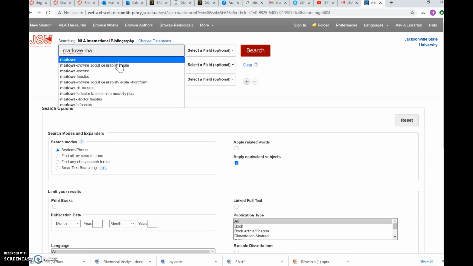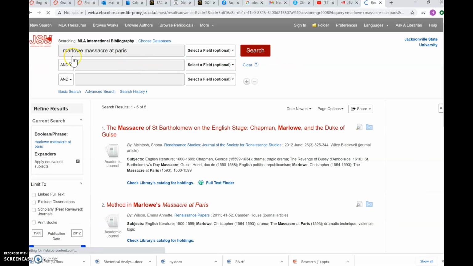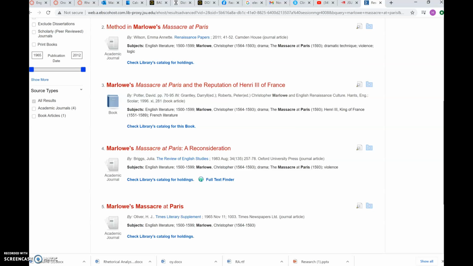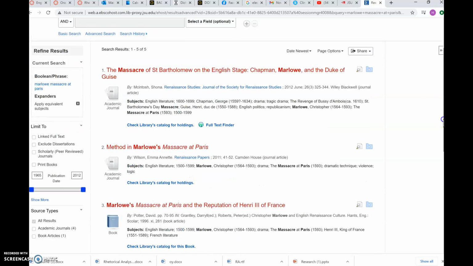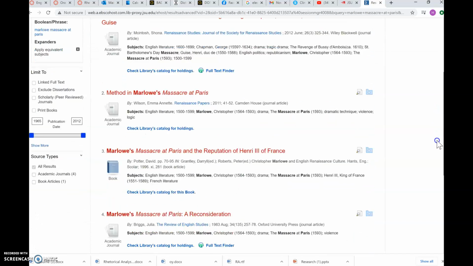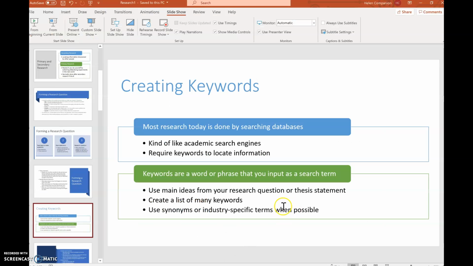I'll tell you how to do keywords in a second, but this is an example. So I would type in Marlowe Massacre at Paris, and I would find sources relating to Christopher Marlowe's Massacre at Paris. There aren't a whole lot of them because this isn't a particularly well-known play, but it's just a term that I thought of to put in there. So that is what a database looks like and where keywords come into play. Now let's go back over here.